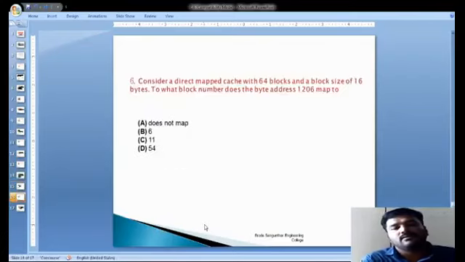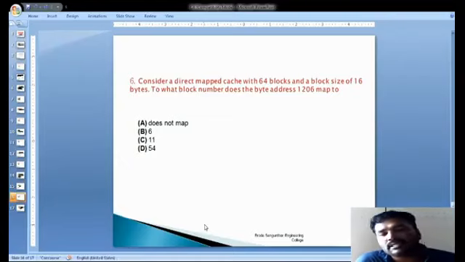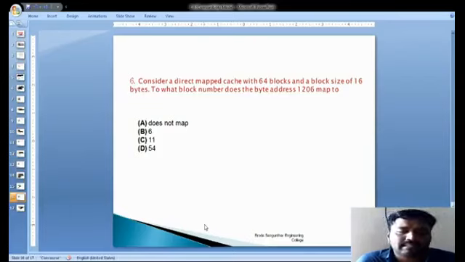Okay. So another question. So consider a direct mapped cache with 64 blocks and a block size of 16 bytes. Each and every block size is 16 bytes. To what block number does the byte address 1206 map to? We are having 64 blocks. Each block size is 16 bytes. So in which block will the byte address 1206 be mapped? So our options are it does not map, 6, 11 and 54. Let us see the answer.